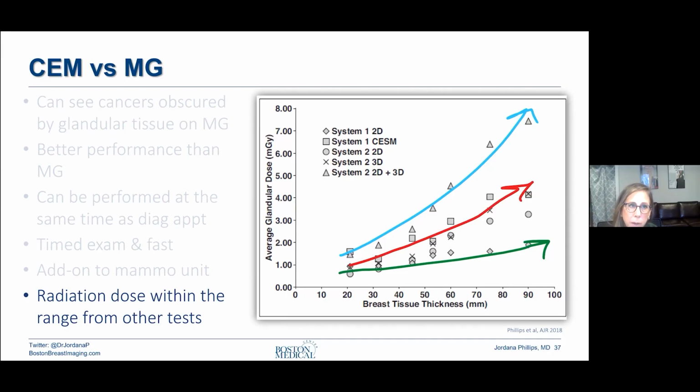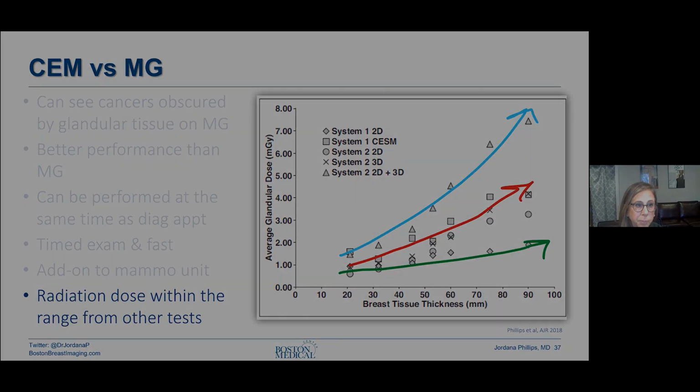So from my perspective, the take home for radiation dose is not that it's higher or lower than a different exam, but that it's well within the range of what we're doing for women every day, but we get this added information on enhancement, which we are not getting from our tests that only provide morphologic and density information.